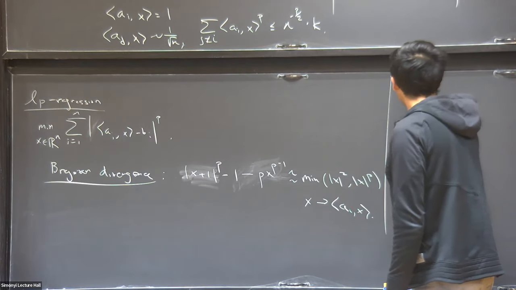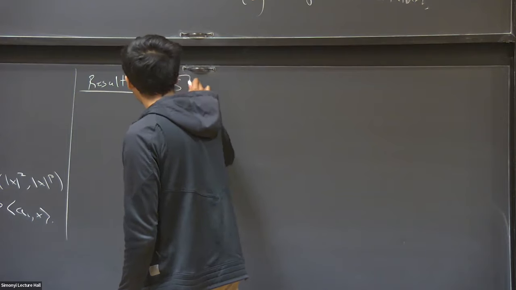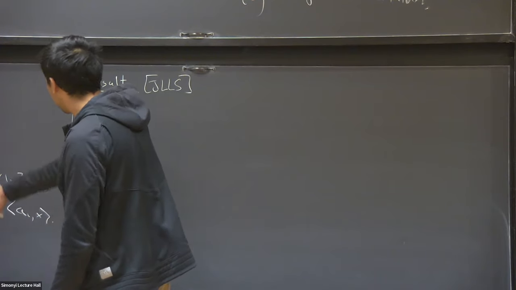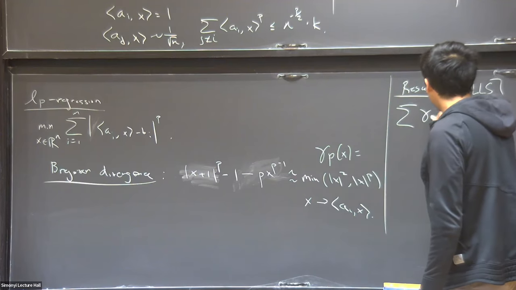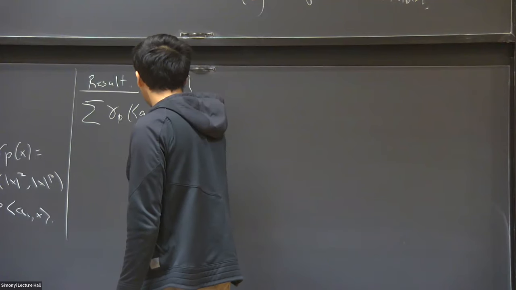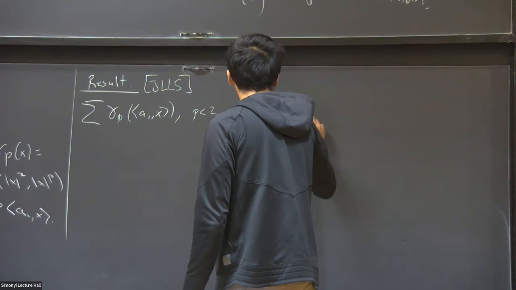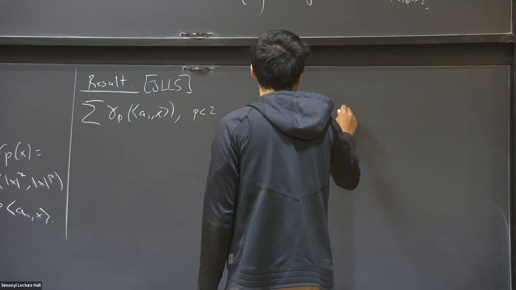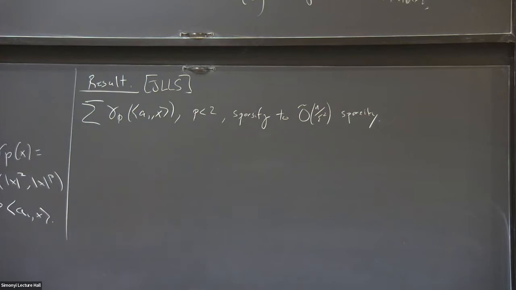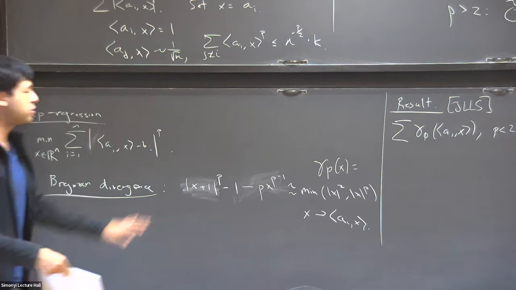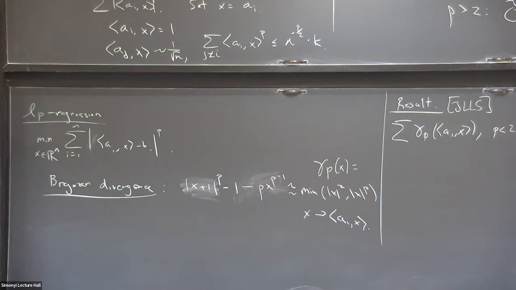maybe I should say, a result with Arun Jambulapati, James Lee, and Aaron Sidford. We show for functions like this, which we call gamma_p of x, that for the sum of gamma_p(a_i · x) with p less than 2, you can sparsify to O-tilde of n over epsilon squared sparsity. As a result, you get some kind of fast L_p norm regression. So that's a first result. I'm really not going to talk too much about this. I just wanted to explain where I'm coming from.